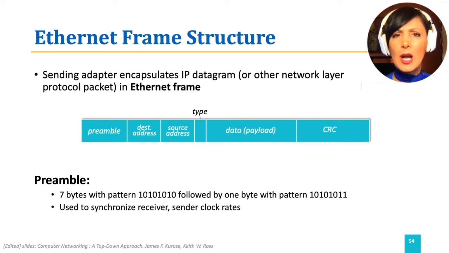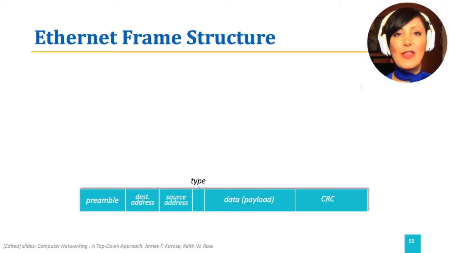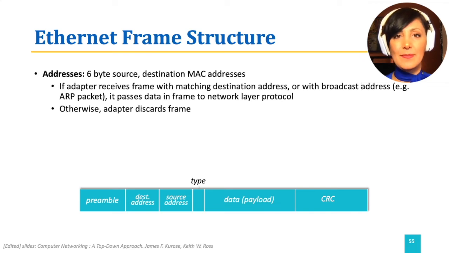You may wonder why this preamble is used. It is used to absorb the drift of the clocks while the 2 adapters on the 2 sides are trying to synchronize their clocks to start communicating. The next fields are the destination and source MAC addresses. If an adapter receives a frame with a matching destination MAC address or with the broadcast MAC address, as we saw in the ARP protocol, it passes the data within the frame to the network layer protocol.